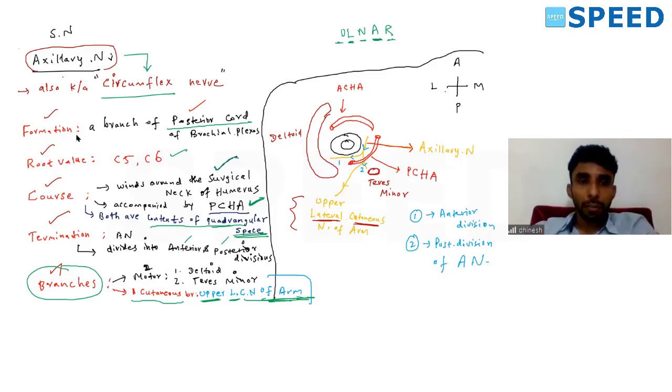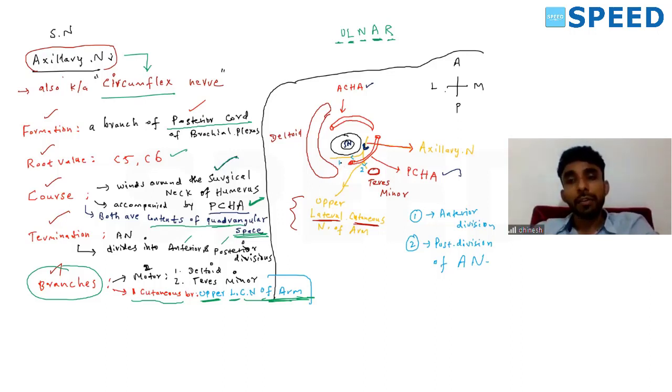So sometimes this may be asked in image based questions also. So take care of the diagram you are seeing here. This is the surgical neck of the humerus, which is winded around by the axillary nerve. This yellow color is representing the axillary nerve. You know the axillary nerve is accompanied by the posterior circumflex humeral artery. Okay, and you can see the anterior circumflex humeral artery also winds around the surgical neck from the front.